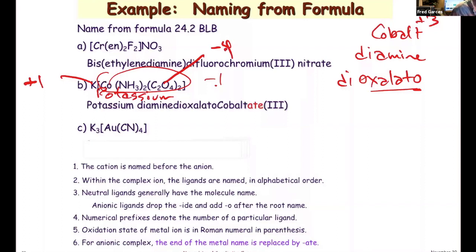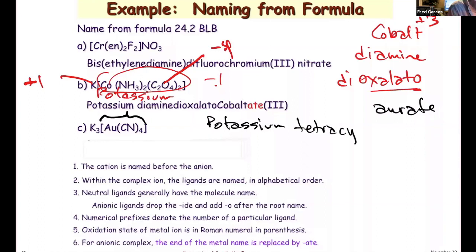This would just be potassium. Gold is not pronounced gold; we use the Latin name aurate. Aurum is Latin for gold, and the fact that it's an anion means that we have to make this an aurate. And then cyano, we have tetracyano aurate. Then we need to figure out the oxidation state.